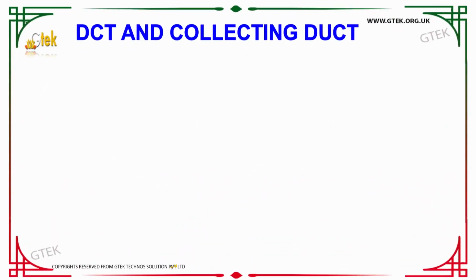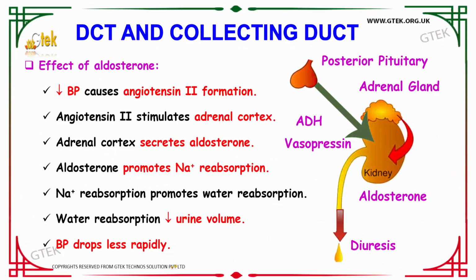Next, we are going to study about the DCT, which is your distal convoluted tubule and collection duct. If you see, your kidney has a gland which is located above it, which is known as your adrenal gland. Your adrenal gland will secrete aldosterone, which controls the urine production.